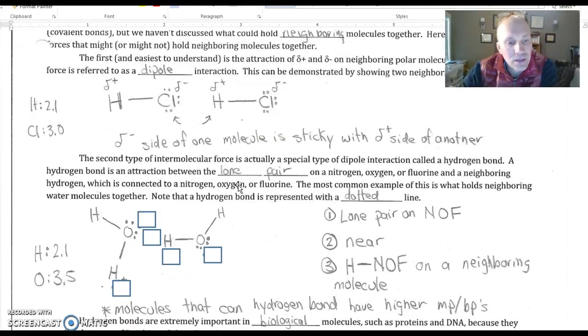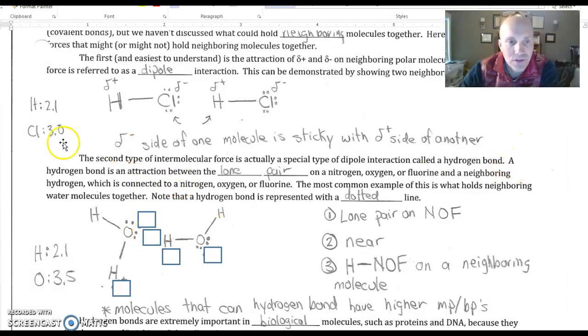Okay, so the next type of interaction is actually a type of dipole interaction, and it's called a hydrogen bond. It's a very common type of dipole interaction, and you're going to see this in lots of molecules. What a hydrogen bond is, the name is a little bit misleading because when you hear bond, you think covalent bond. Sometimes I call it a hydrogen stickiness because it's a force that causes an attraction between molecules, but it's not an actual covalent bond.